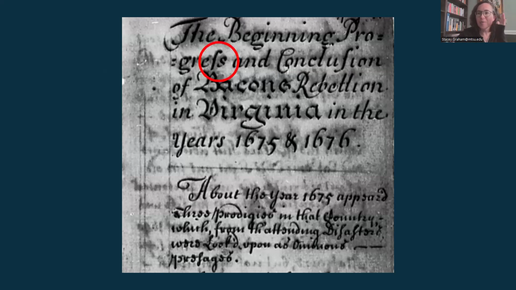So let's start off with the tall S, which is something that we have probably all seen in manuscripts from early American history, as well as from European documents as well. The tall S is usually in the middle of words, like for example, here in the word conclusion.